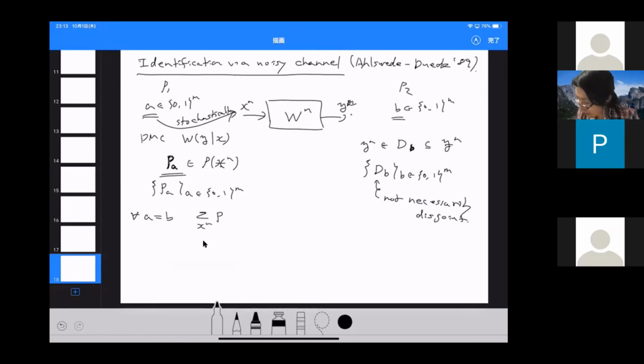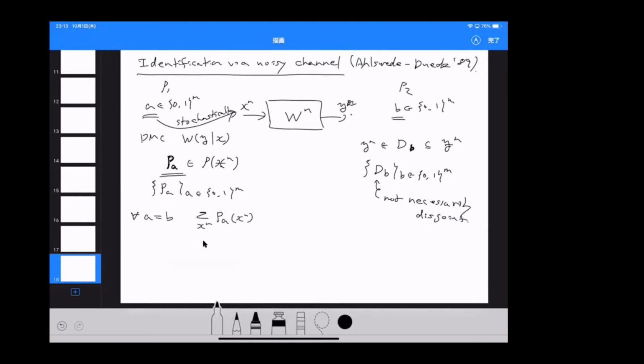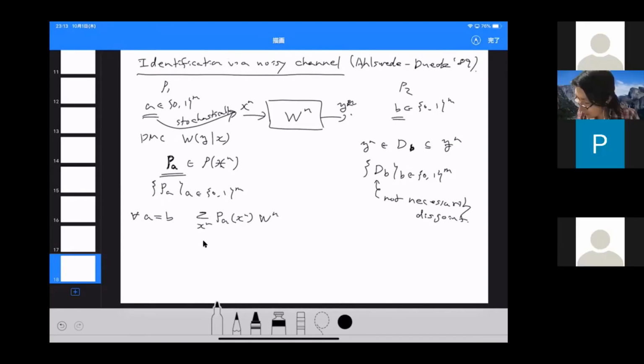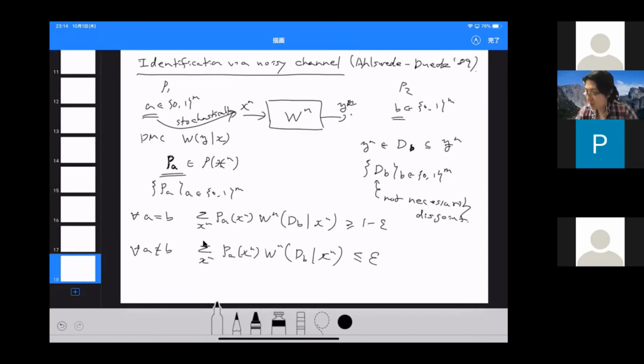And the requirement on error probability is that for every A equal to B, the probability that when P1 sends something based on A, P2 outputs 1 is at least 1 minus epsilon. And for every A not equal to B, the probability that when P1 sends A and P2 outputs 1 is less than epsilon. Okay. So if we can find a coding scheme satisfying this one and this one, we say such a code is an N, M, epsilon ID code.